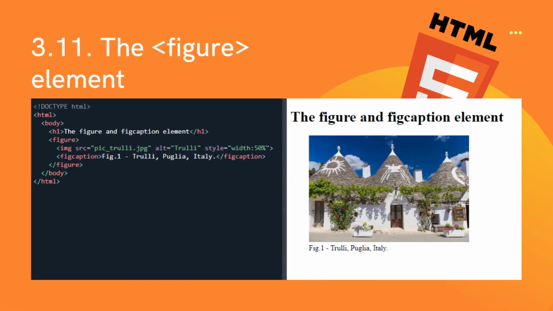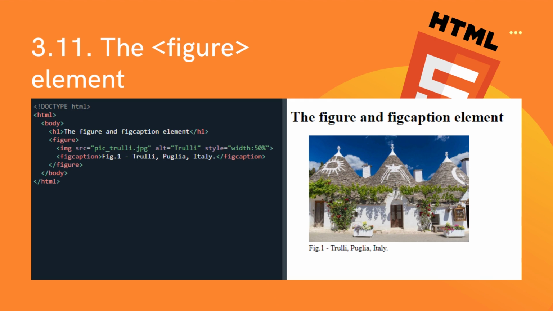Example. The figure element indicates standalone content. The figure element is self-contained content, optionally with a caption, that is an independent element of the main flow. With the help of the figure element, you can add short descriptions to illustrations, photos, diagrams, code fragments, etc.